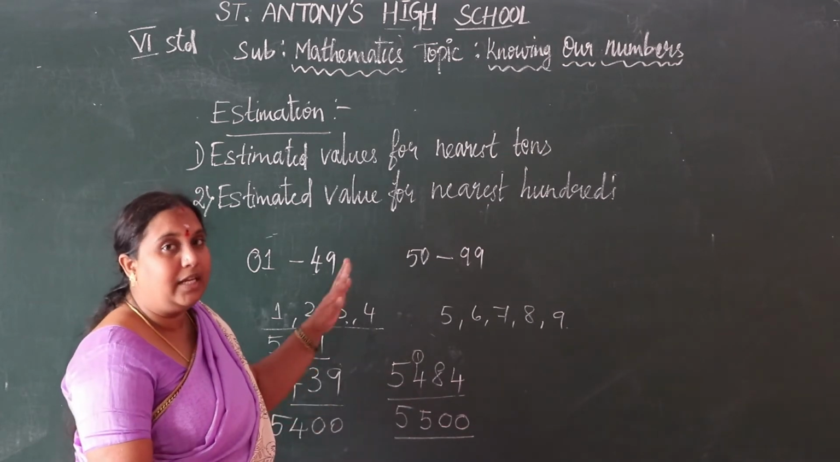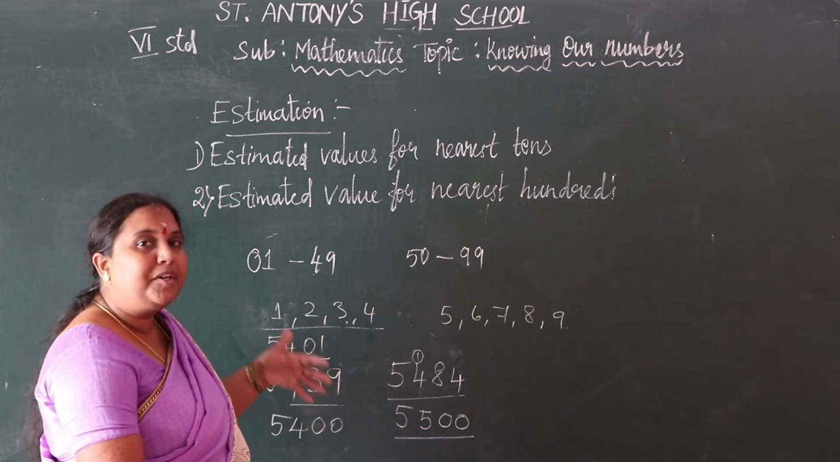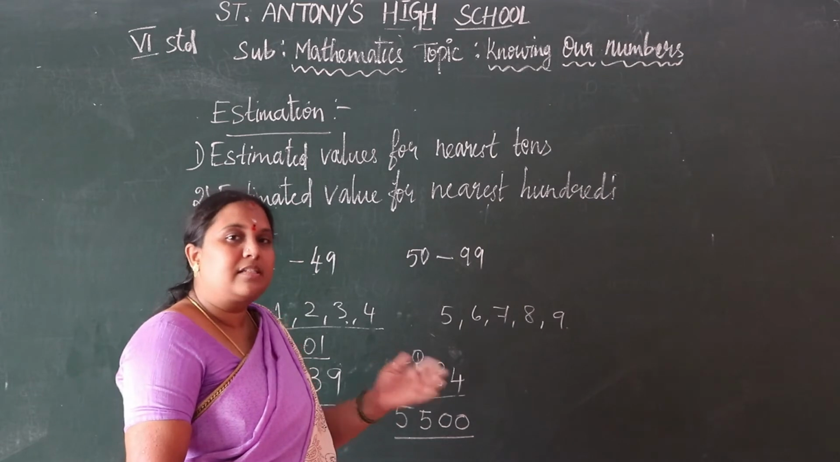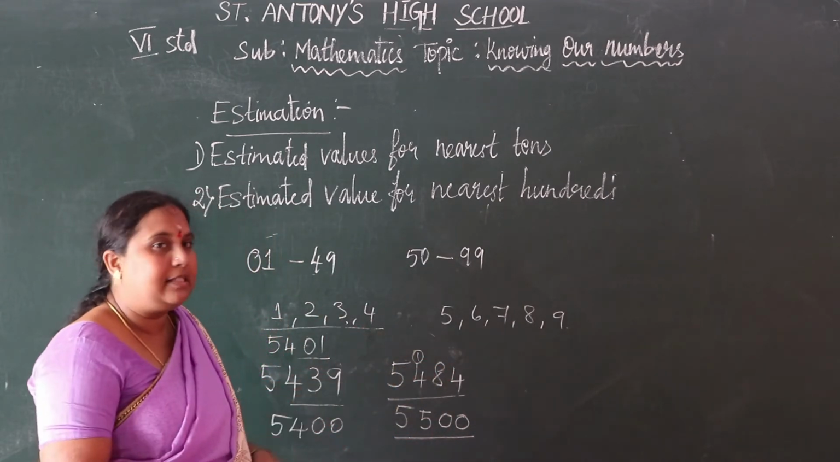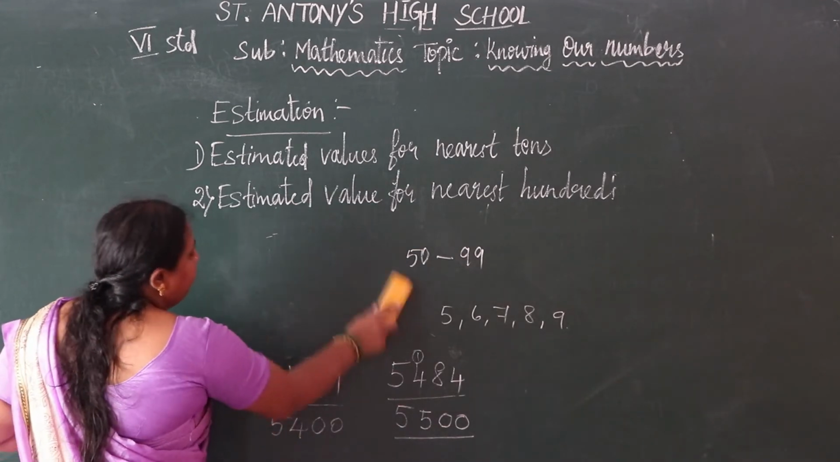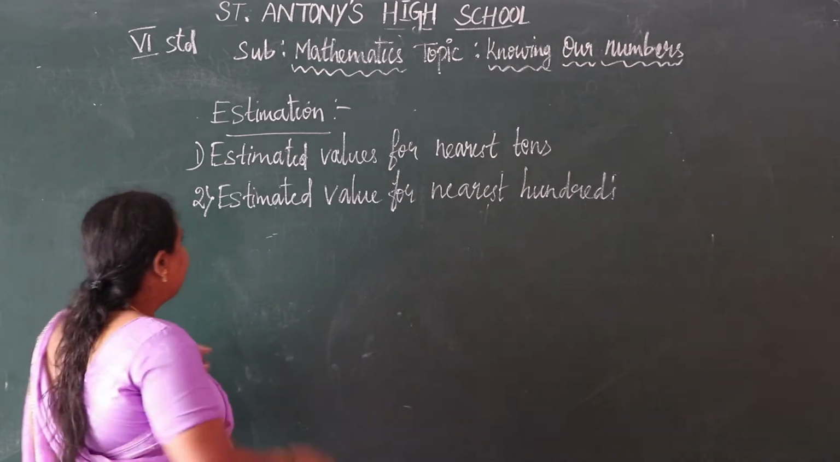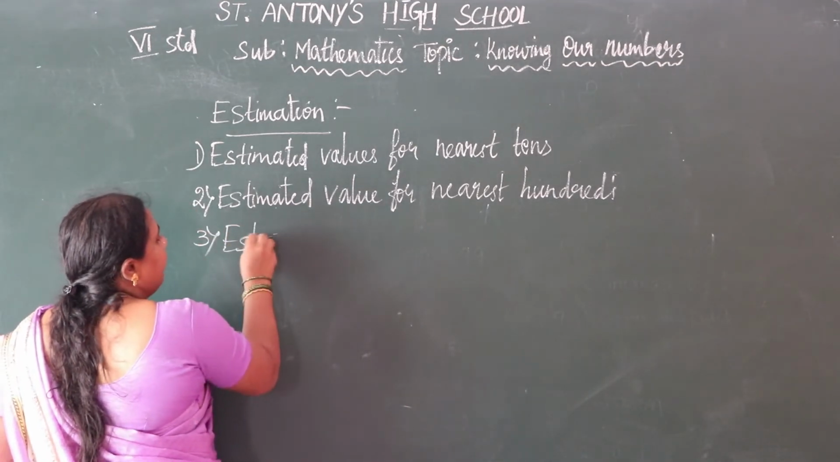Understood children? This is very easy. Estimation is very easy when writing the estimated values, and it is a little bit difficult in estimated sum and estimated difference. Let us see that also very easily. Then the third point, let us see. What is the third point? Estimated value for nearest thousands.